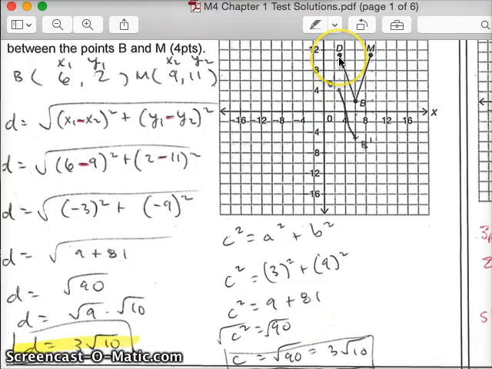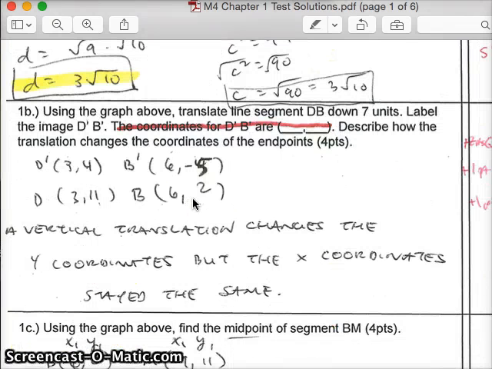If you count 7 units down, remember it's counting by 2. So this would be a 1. That would be 2, so 1 plus 2 is 3, 5, and that would be 7. Here you would go 2, 4, 6, and that would be 7. And then I gave you another point for just labeling it D prime, B prime. And then with these coordinates, you should have gotten 3, 5, and B prime should have gone 6, negative 5.